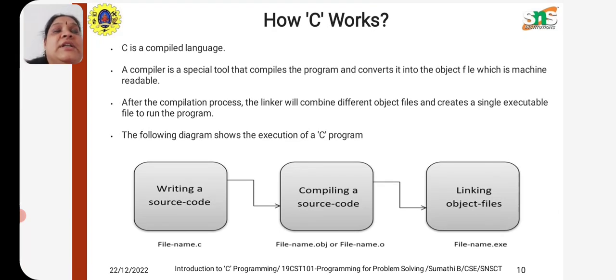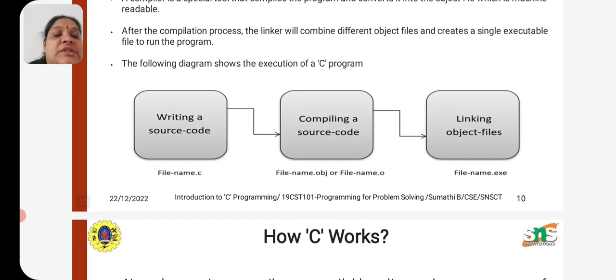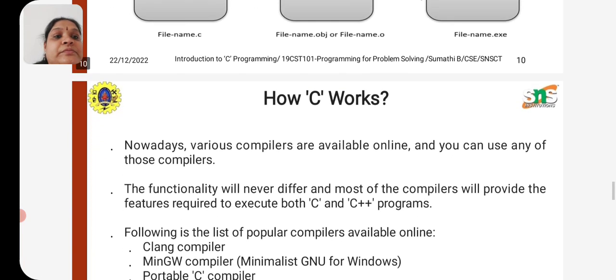So a compiler is nothing but a special tool which compiles the program and converts it into an object file, which is machine readable. After the compilation process, the linker will combine different object files and create a single executable file to run the program. So this is the basic flow chart for a C program. You write C source code, compile the source code, and link the object files.